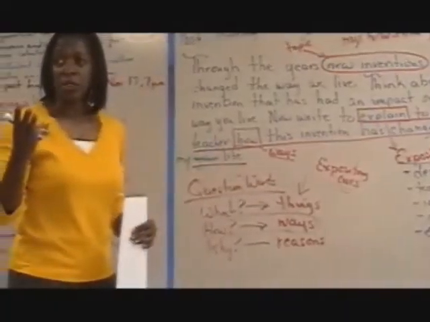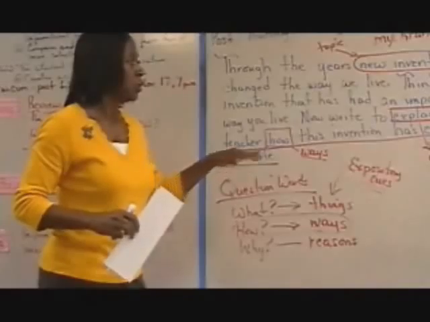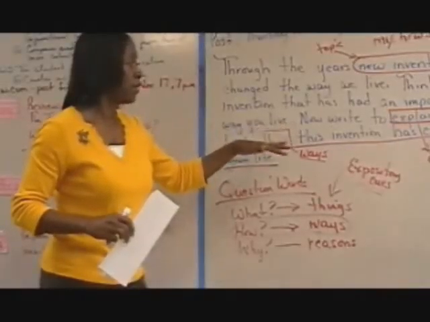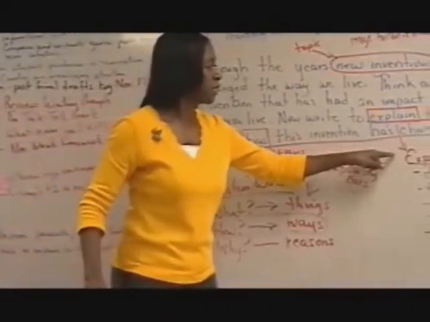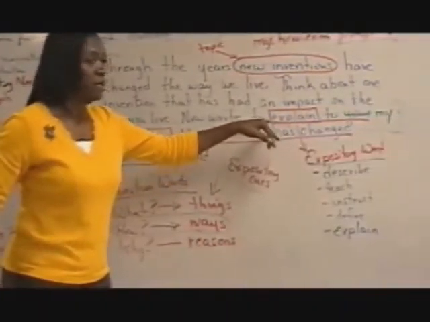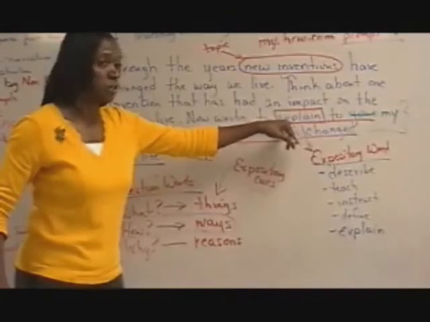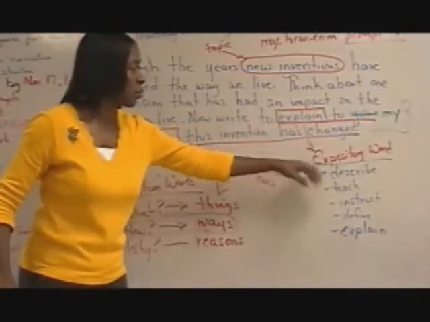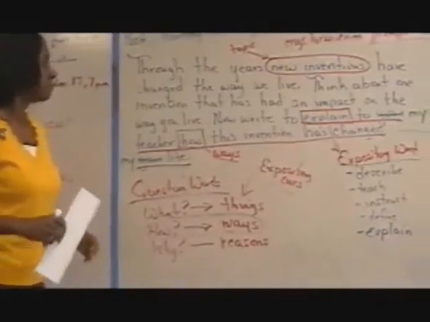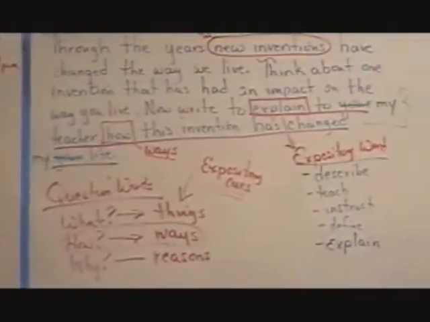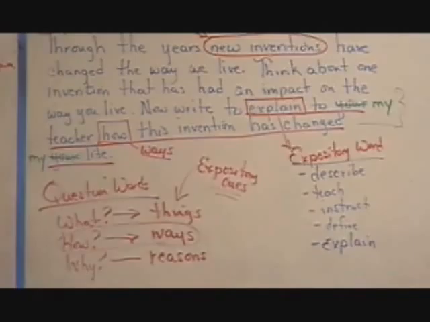The third thing I asked you to do was to underline what we're going to write about. Now, when you tell me what we're going to write about, it's going to start with an expository word. So I need a reader to read everything from explain, since it's our expository word, all the way to the end. Yes, ma'am. Go ahead and read. Explain to my teacher how this invention has changed my life.